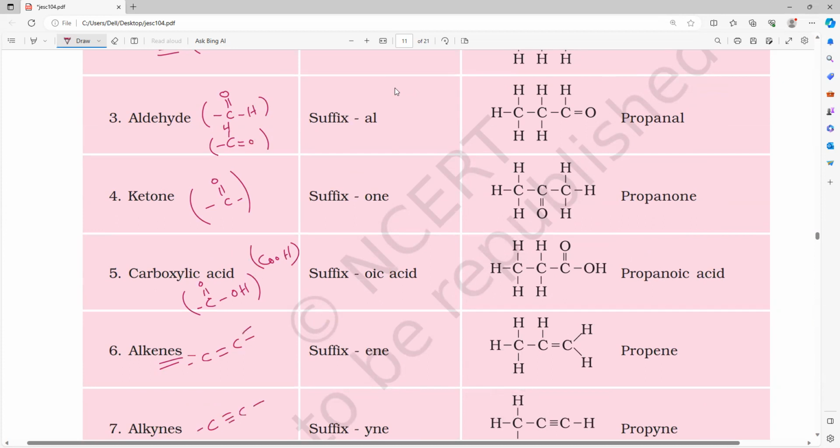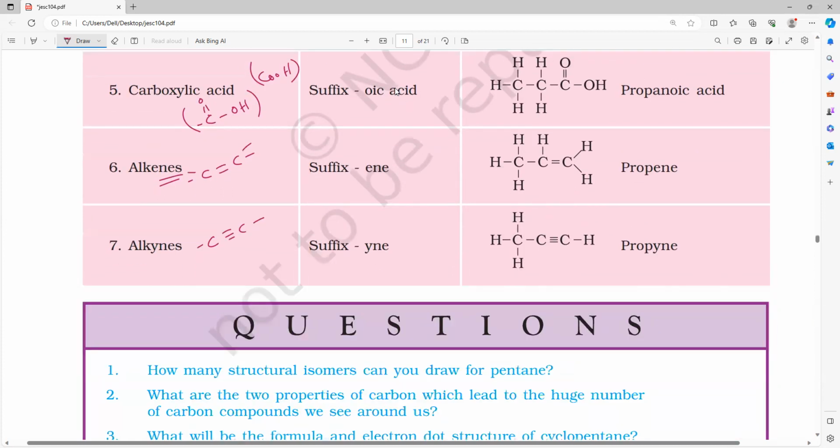Yes, triple bond C. So for alkenes also, what is the suffix? Replacing ene and yne. Am I right, everybody? ANE will be turned into ENE, and ANE will be turned into YNE, when the double bond is there and when the triple bond is there.